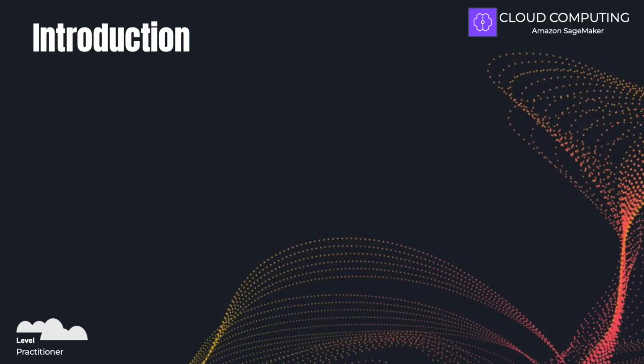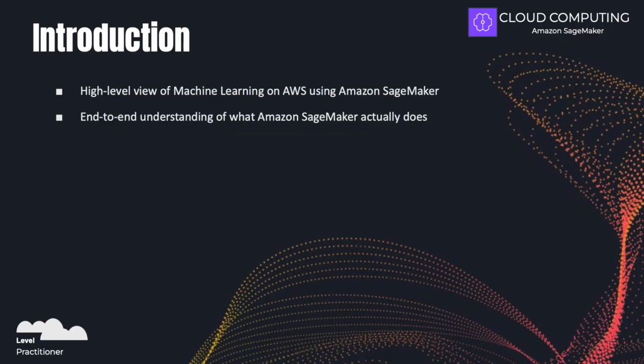In this video, we're going to take a high-level look at machine learning on AWS using Amazon SageMaker. We'll first walk through what a typical machine learning workflow looks like. Once that's clear, we'll plug SageMaker into that picture and see exactly where it helps. Okay, let's dig into it.